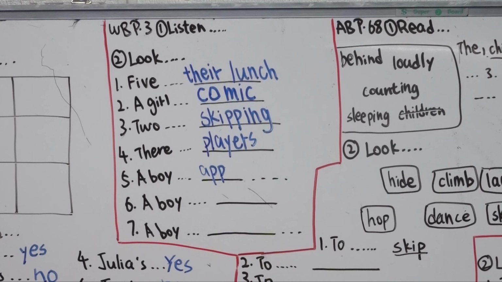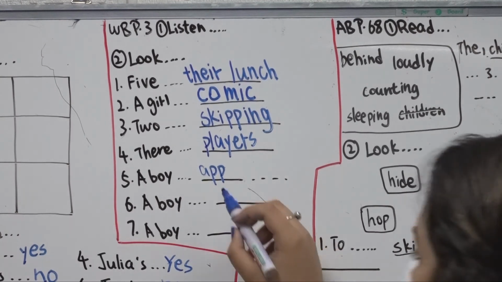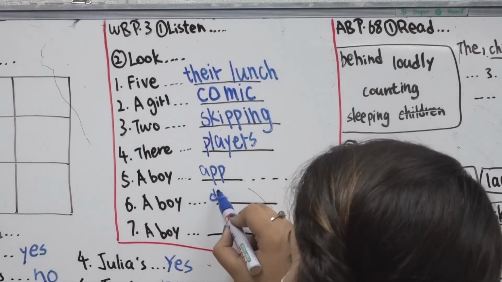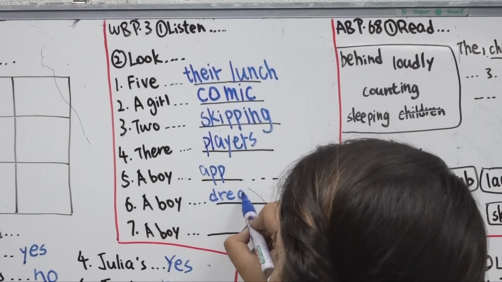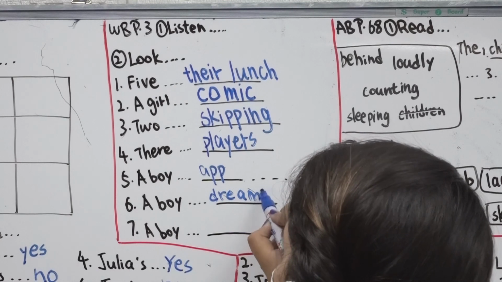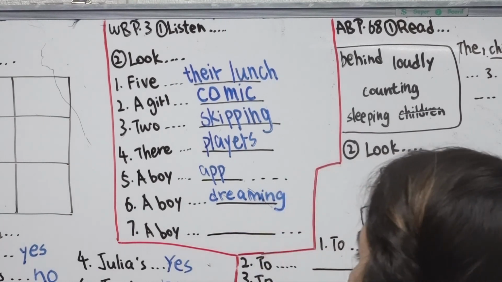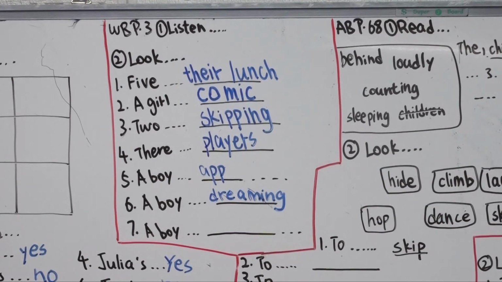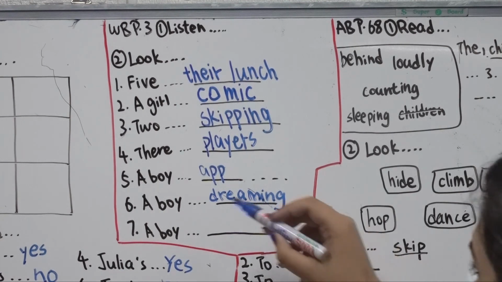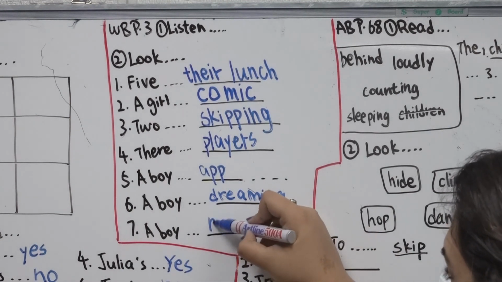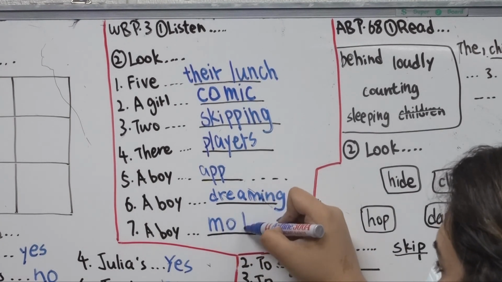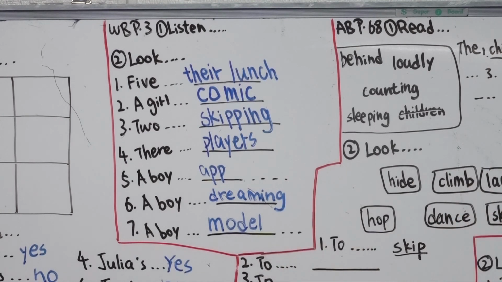6. A boy is asleep. He's dreaming. How to spell dreaming? D-R-E-A-M-I-N-G. 7. A boy is flying a space airplane. Model. Model is spelled as M-O-D-E-L.